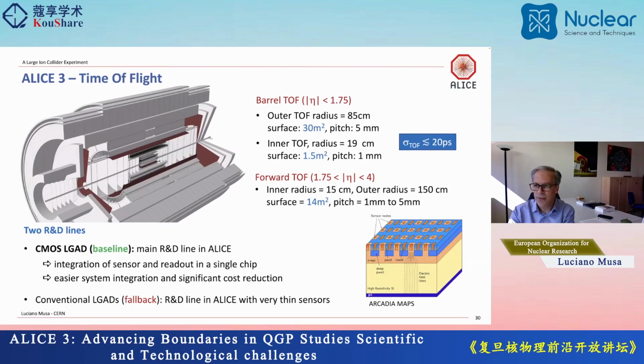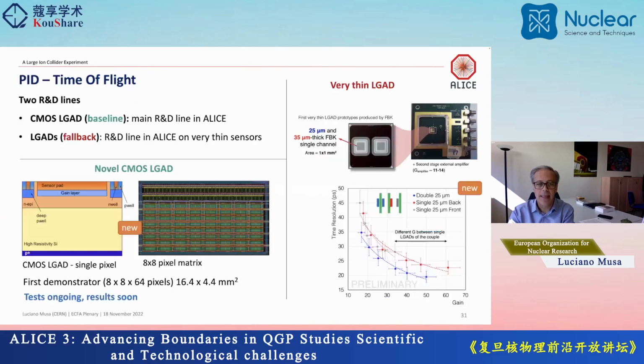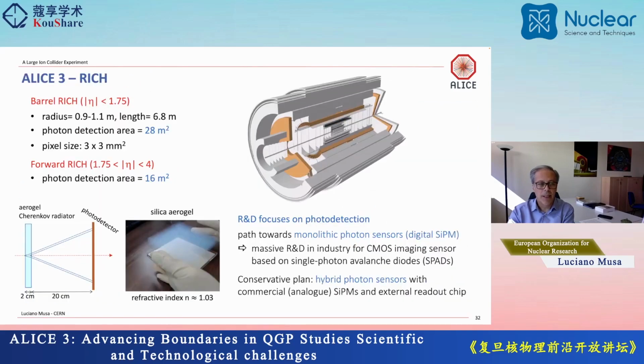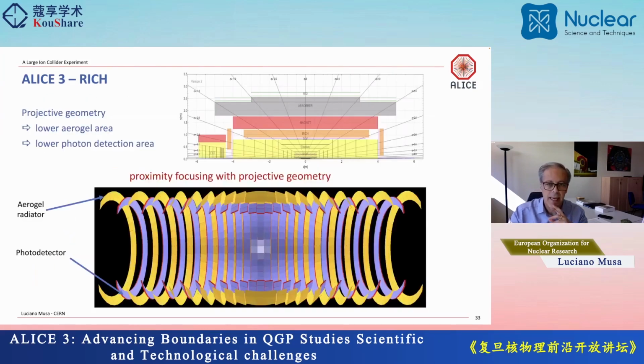I was planning to say a few words about the time of flight detector, where we have started a novel development, which is a CMOS implementation of the LGAD. The idea is to have, again, a CMOS sensor fully integrated, including the readout electronics, in a single chip with a time resolution better than 20 picoseconds. And I would also have liked to say a few words about our RICH detector, which is based on aerogel and silicon PMs, in particular with a projective type of geometry.